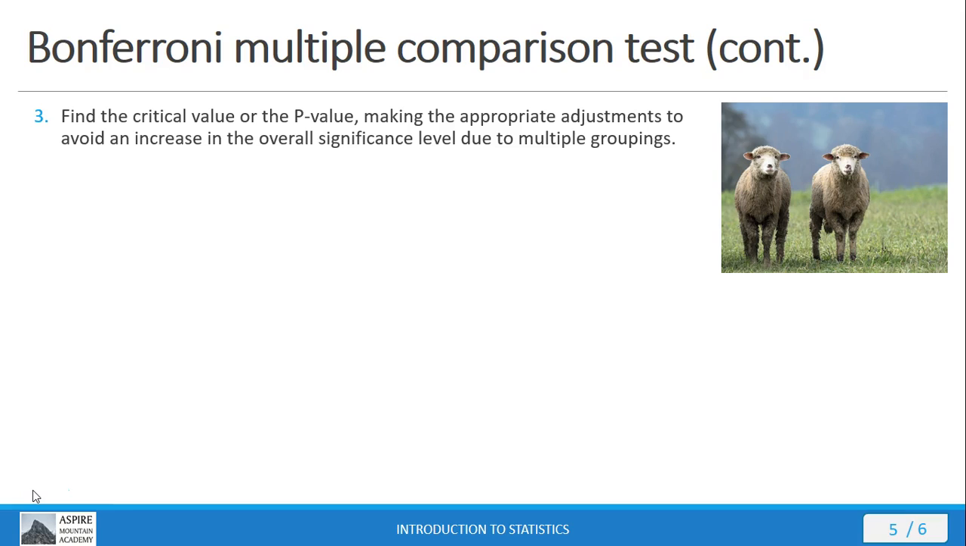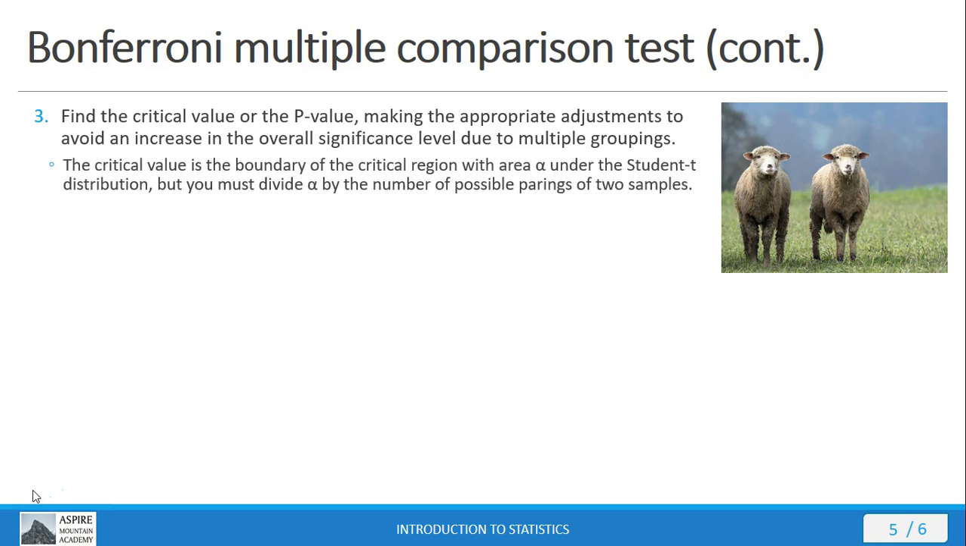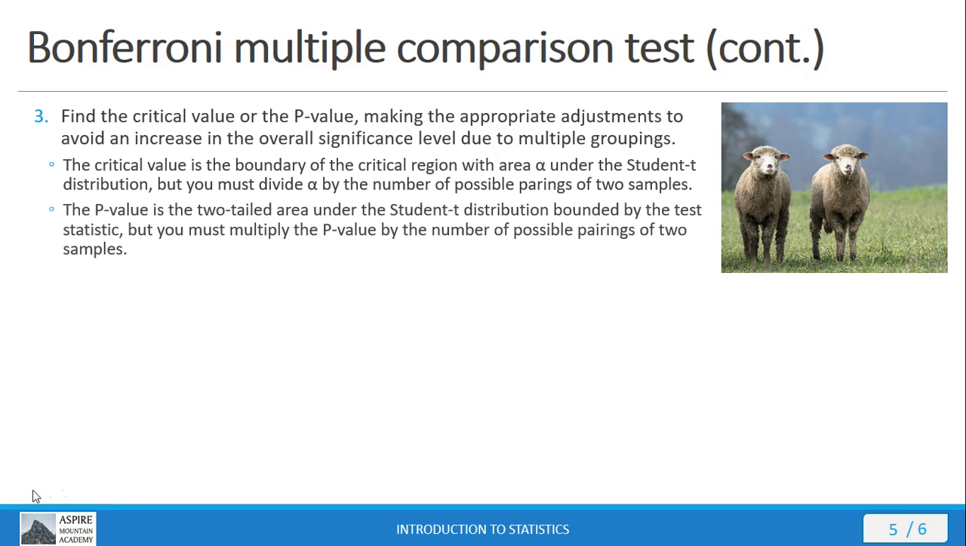Next, what we're going to do is find the critical value or the p-value. And of course, as I said before, we've got to make some adjustments there because we're conducting multiple tests on multiple groupings. But I'll show you how to conduct those adjustments here, I think in the next mini lecture. And then once you get through that, remember the critical value is going to be the boundary for your critical region. And then the p-value is going to be the two-tailed area in your student t-distribution. So it's just kind of different.